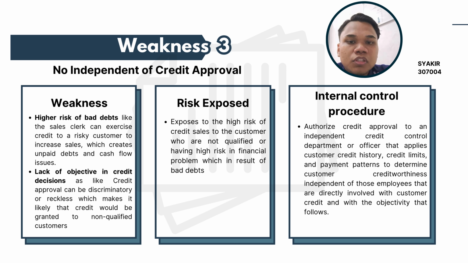The internal control procedure to overcome the weakness is authorized credit approval by an independent credit control department or office that applies customer credit history, credit limits, and payment patterns to determine customer worthiness, independent of those employees that are directly involved with the customer, with the objectivity that follows.